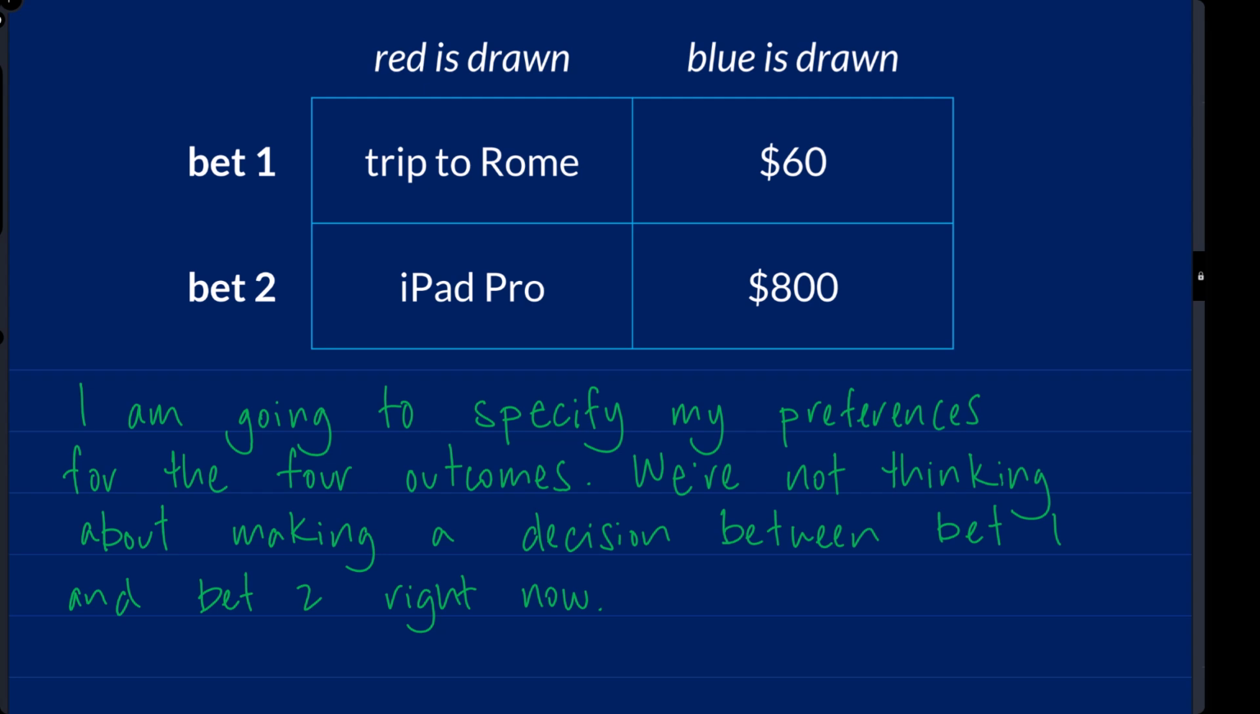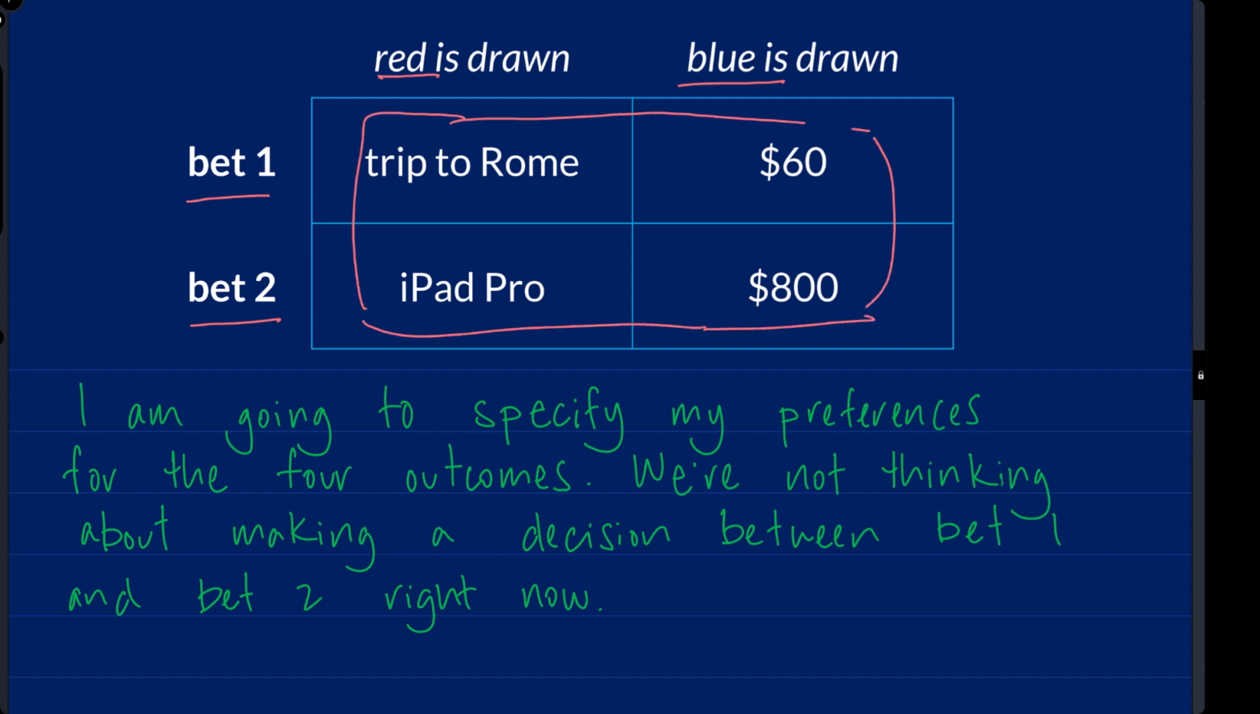Okay, so here we have a decision problem. There are two options, bet on bet one or bet on bet two. A marble is going to be drawn from a jar, and the marble will be either red or blue. And then these are the four possible outcomes.